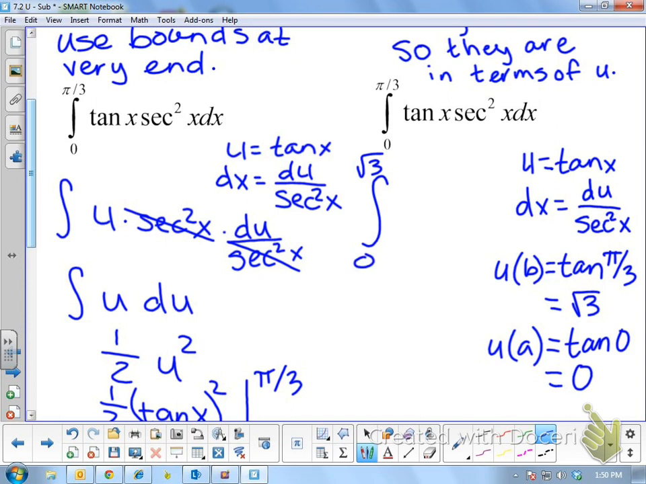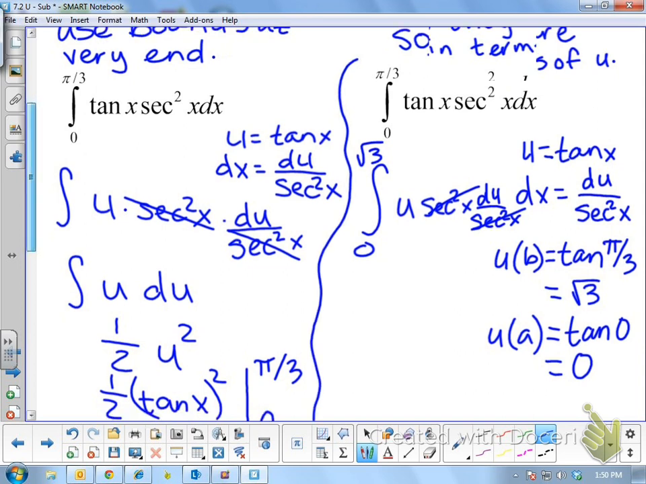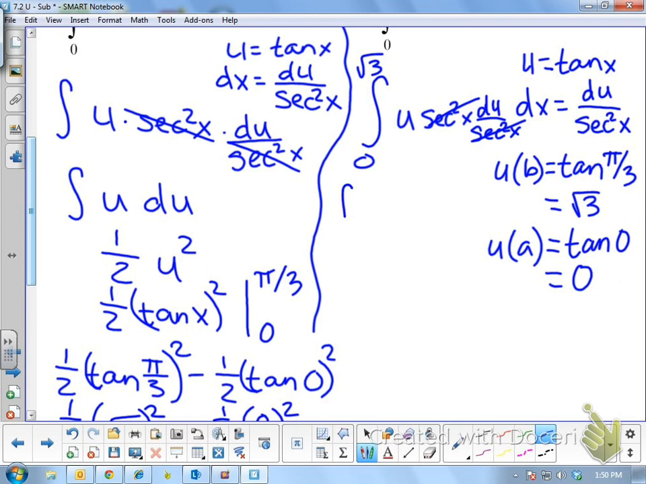So then we do our replacing the same. We replace tangent with u. We replace dx, so we leave secant squared. We didn't replace that with anything. We replace dx with du over secant squared. I'm going to draw a line down the middle so it's separated a little bit more. So then we have integral from 0 to square root 3 of u du.